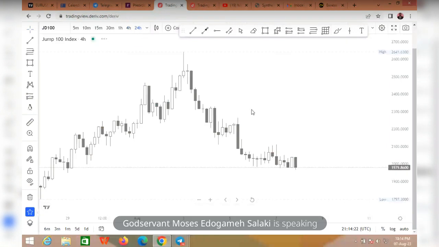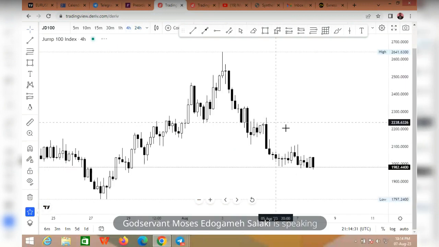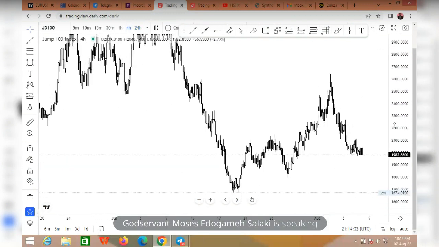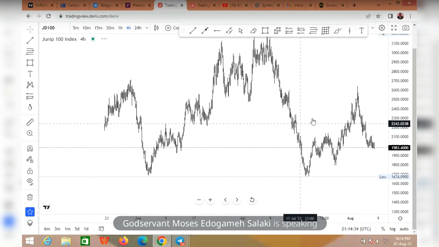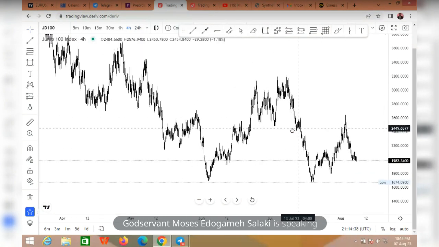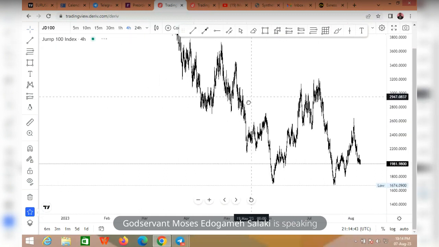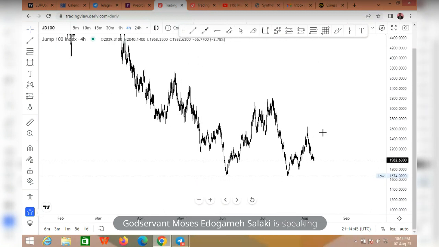Oh, daily is loading. Okay, almost the same. Let's look at the 4 hours. First, you want to pull your screen together and find out what price has been doing. Price has been super bearish, like super bearish. Okay, it's the 4 hours, almost the same thing.